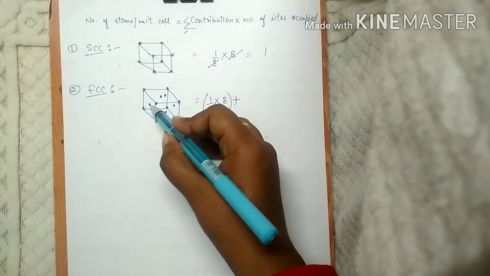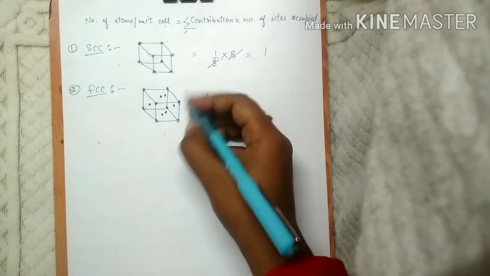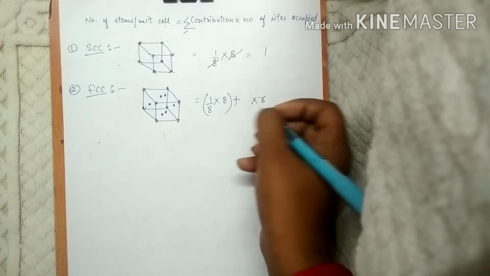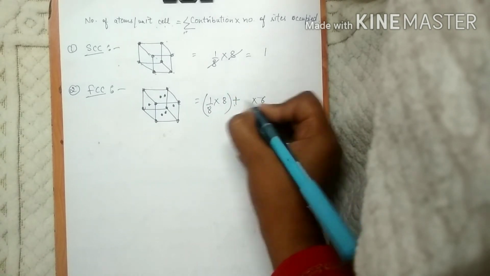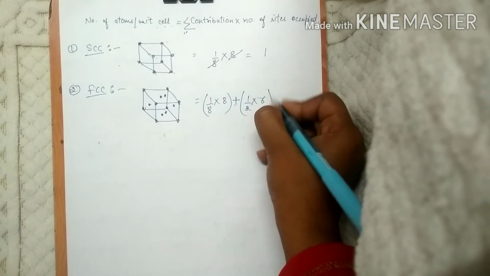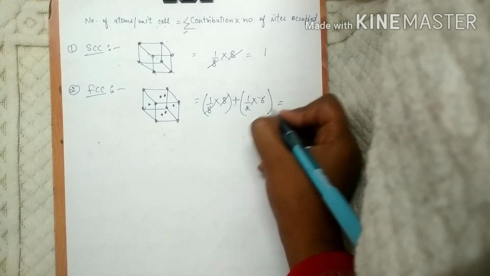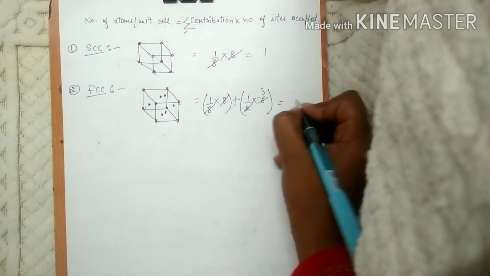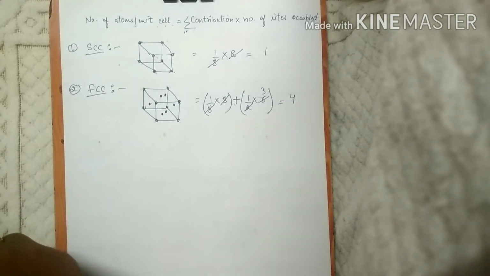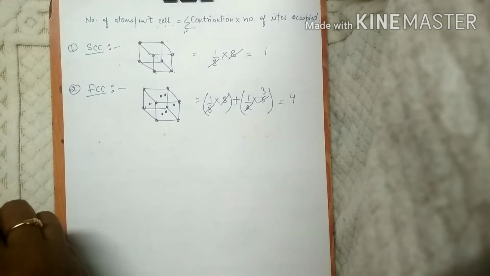Now atoms at face center, there are a total of 6 atoms at the face center. Each face center is contributing half, which we have already discussed. If you solve this, 3 plus 1, 4. There are 4 atoms per unit cell in FCC.